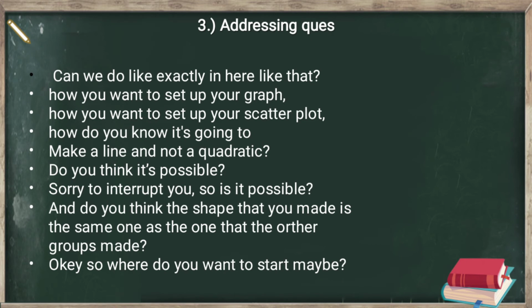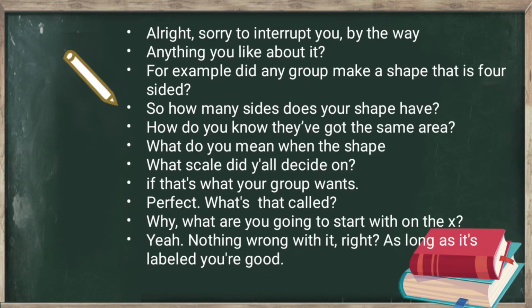Okay, so where do you want to start maybe? Alright, sorry to interrupt you. By the way, anything you like about it? For example, did any group make a shape that is four-sided? So, how many sides does your shape have? How do you know they've got the same area? What do you mean by the shape? What scale did you decide on?